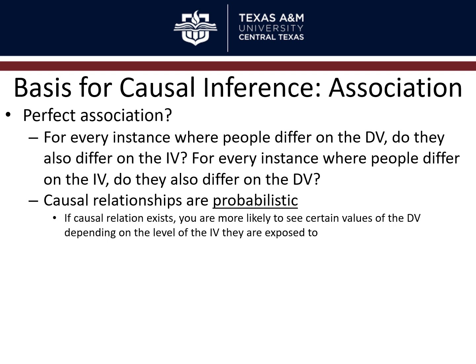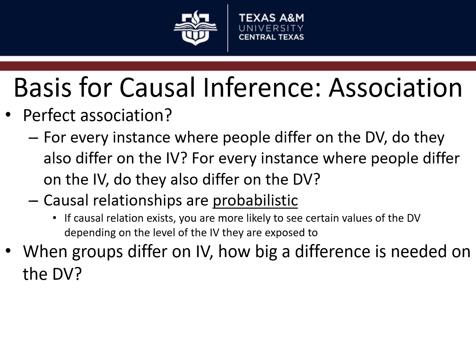So when we're looking at these associations, it's not that if this, then this every time, and if you see this, this other thing must have happened, right? We're looking at more of these causal relationships being probabilistic, right? So if a causal relation exists, then you are more likely to see certain values of the dependent variable depending on the level of the IV that you're exposed to, right? So if there's a causal relationship between smoking and lung cancer, then the more you smoke, the more likely it is you're going to have lung cancer. Won't necessarily get it because, again, things are multiply determined. But if it's having a causal influence, it's making it more likely that this thing is going to happen, right?